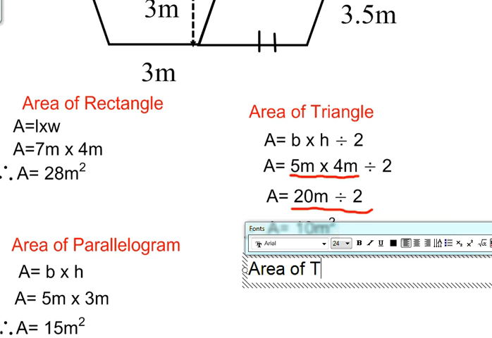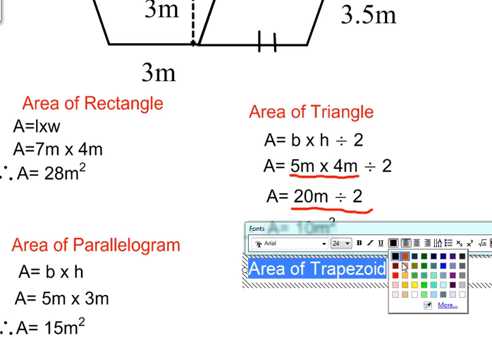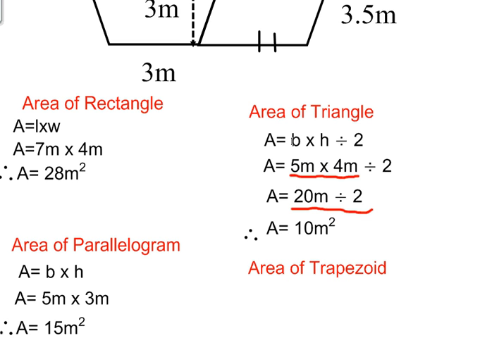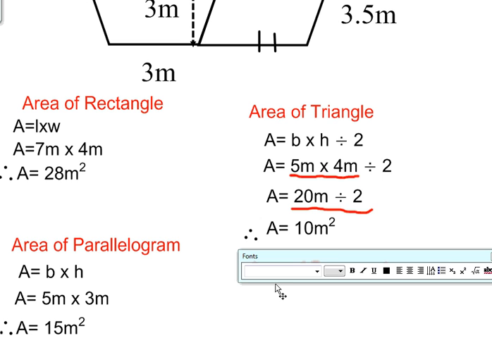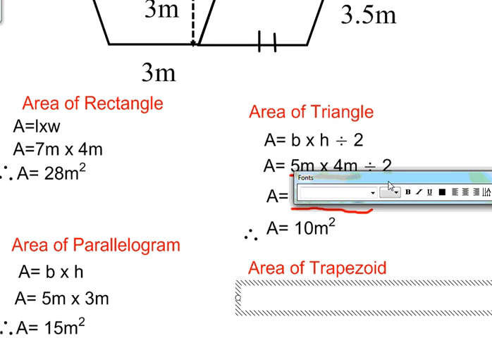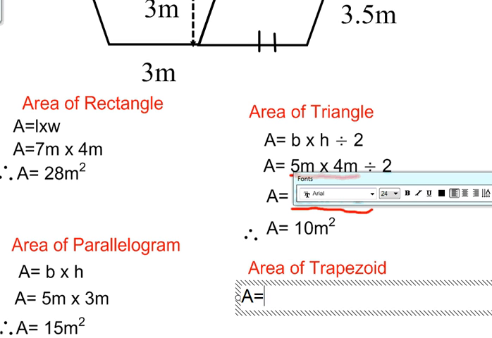Area of trapezoid. And I'm going to make this red because I made everything else red. And underneath, hopefully remember this, but it's area equals bracket A plus B, times height, and divided by 2.